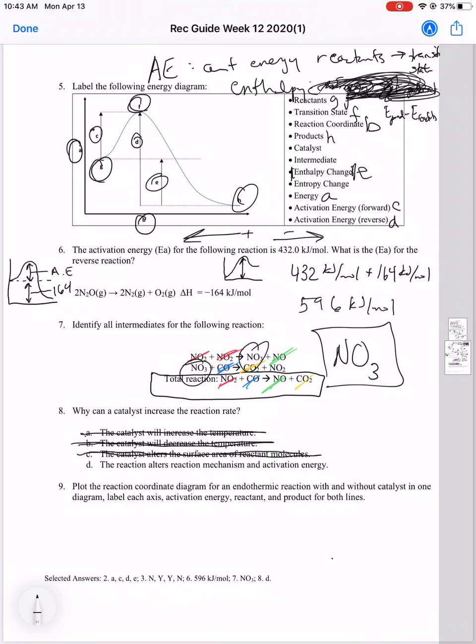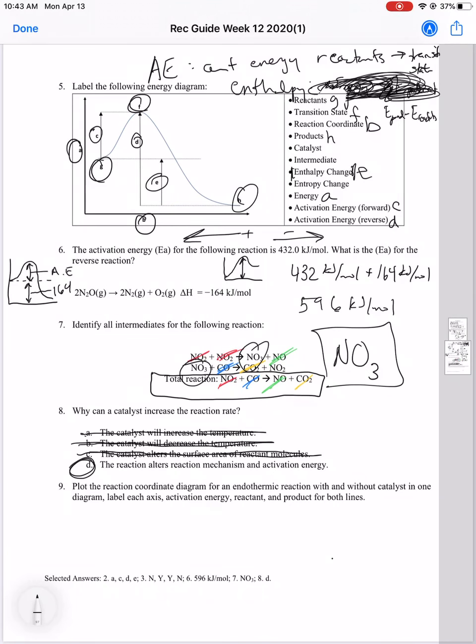And the catalyst alters the reaction mechanism and the activation energy. In this case, the key is unlocking the door. The reaction mechanism, instead of breaking down the door, is that we use the key and unlock the lock. And for the activation energy, it takes way less energy to put a key in the lock and turn it than it does to break down the door. So that's really what a catalyst is doing.